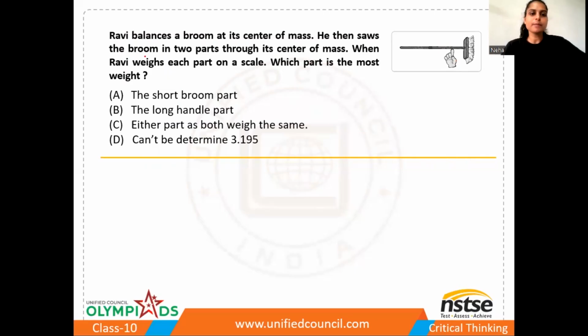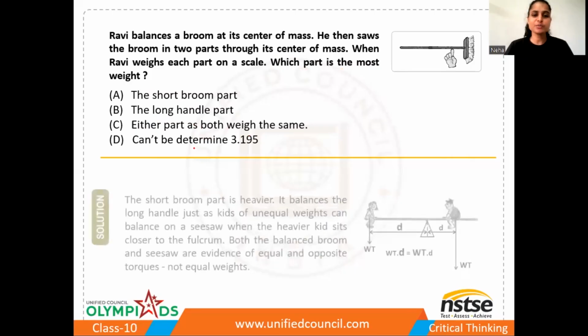He then saws the broom into two parts through its center of mass. When he weighs each part on a scale, which part weighs the most? The short broom part, the long broom part, either part as both weigh the same, or we cannot determine this? Okay, so what should be the answer?